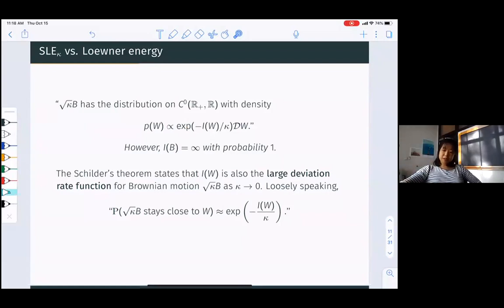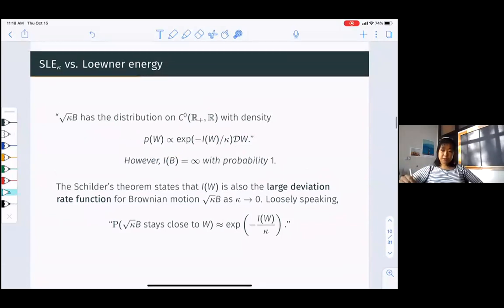And the approach that I'm going to take to make sense of this identity is to use large deviations. So this is Schilder's theorem. Schilder's theorem says, if I scale my Brownian motion by square root kappa and let kappa go to 0, the probability that square root kappa times Brownian motion stays close to a certain deterministic function w decays like exponential of minus the Dirichlet energy over kappa.